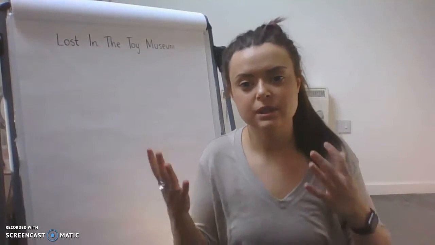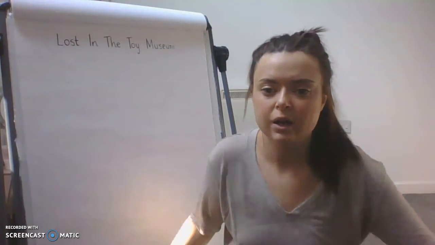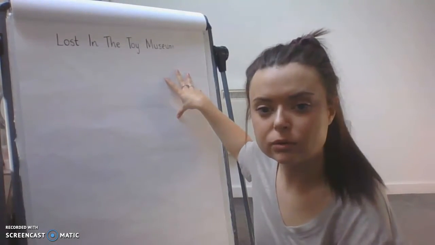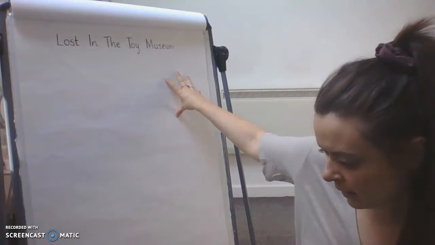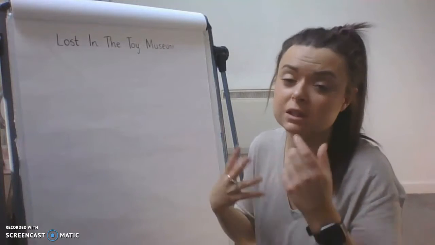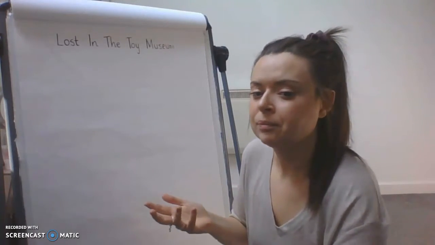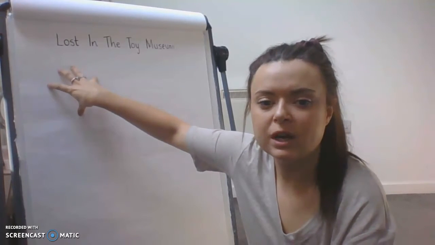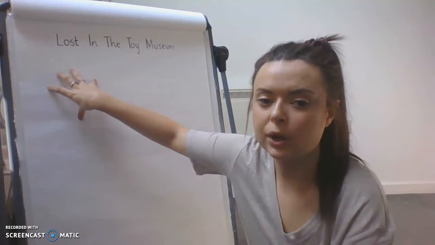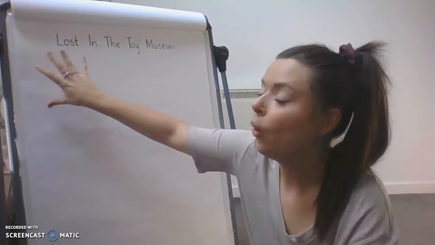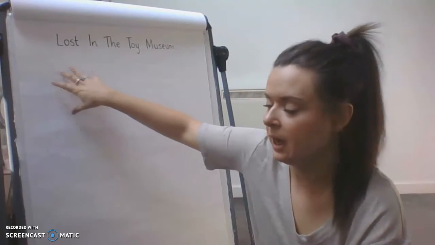Okay, so let's get started with our story map, seeing as though we've reminded ourselves the story. So now we're going to have a go at representing it with our story map. Okay, so thinking about the key parts of the story, because that's what the story map does. It helps us remember. It's another way of remembering the story through pictures. Okay, so what was the first sentence of the story? How does it begin? When the lights go out, okay, at the toy museum.